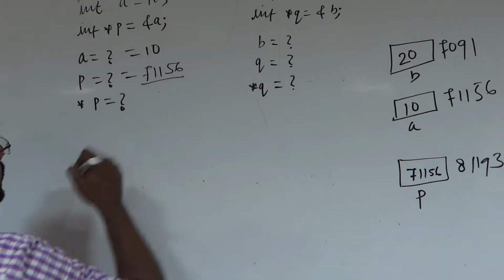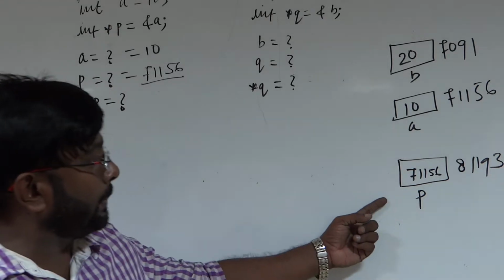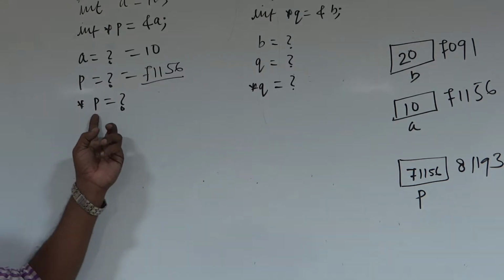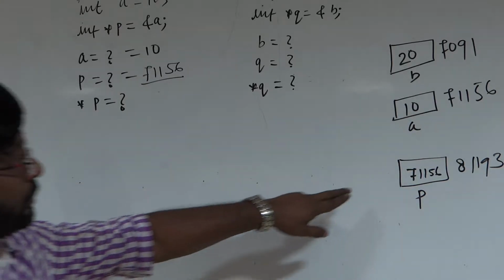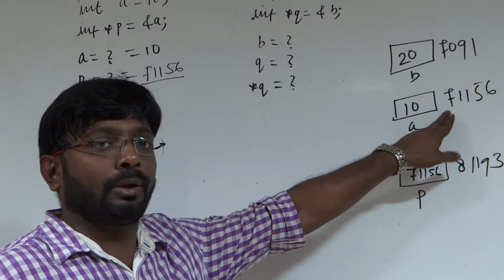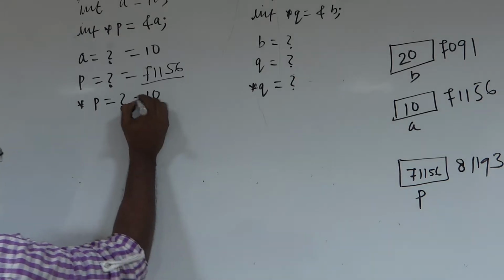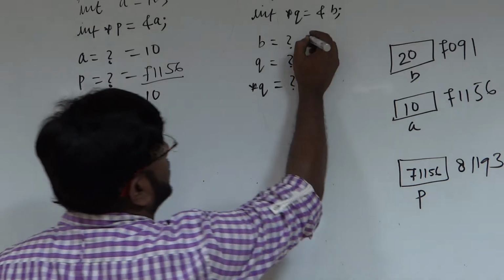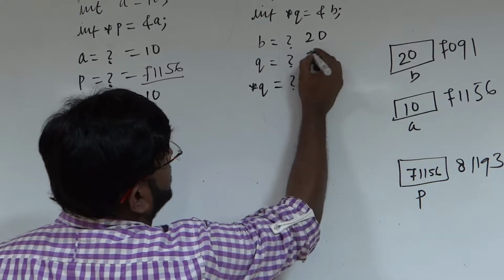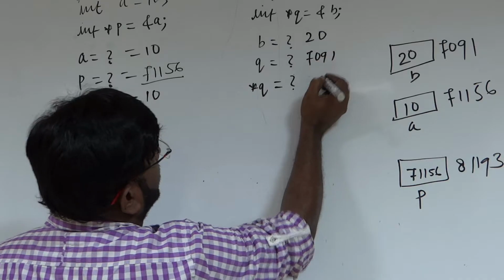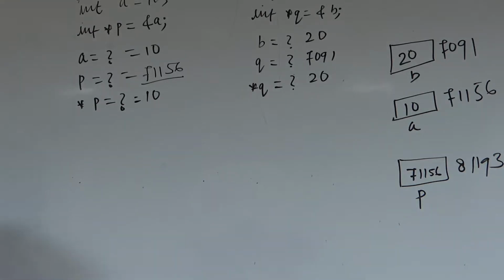So what would be the value of p? 71156. What is the value of star p? Asterisk p means the value which is at this place. What is that place? 71156. So what is the value at this particular location? 10. So this will be 10. Similarly, this will be 20. The address of p is 7091 and q is 20. Any doubt?